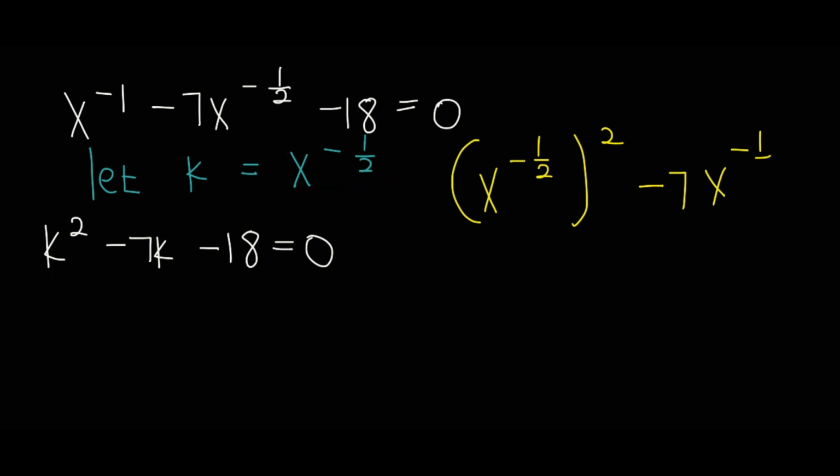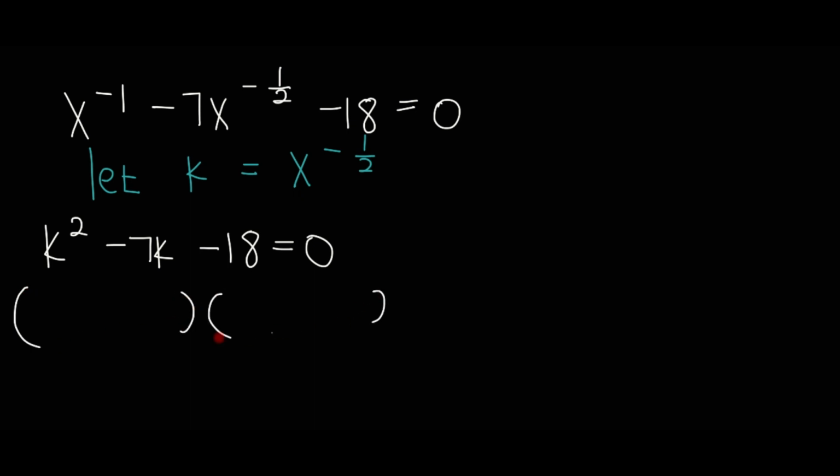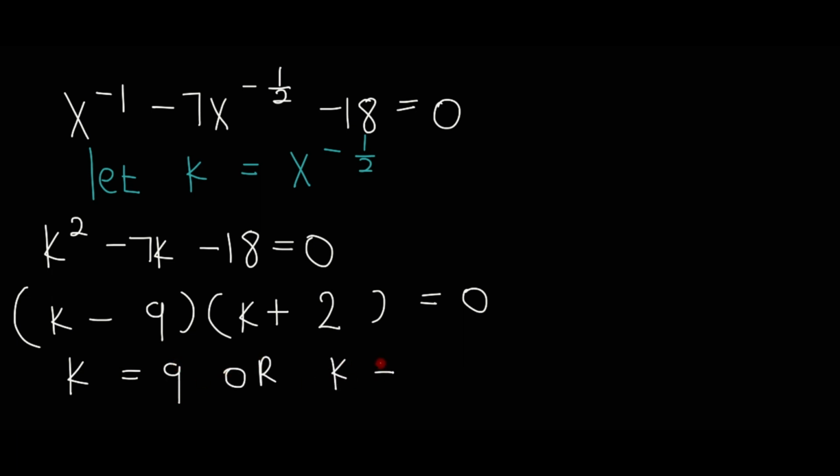So re la gore from here is all about factorizing. So now let's factorize. So this is negative, and then this is positive, this is 9, and this is 2. So from there re la gore k e lekana le 9, or k e lekana le negative 2. So from there re la gore ke na le x to the exponent negative half e lekana le 9, or x to the exponent negative half e lekana le negative 2.